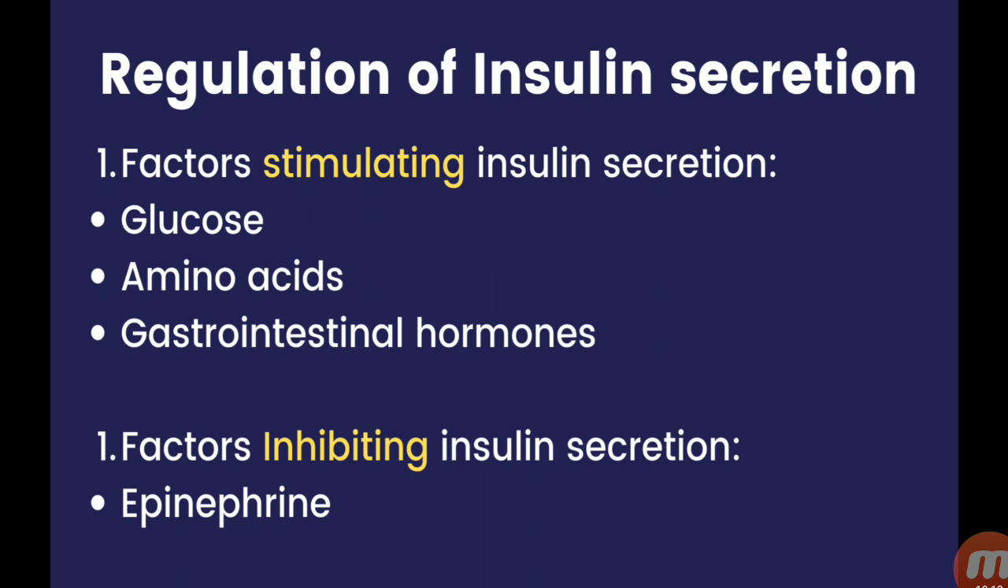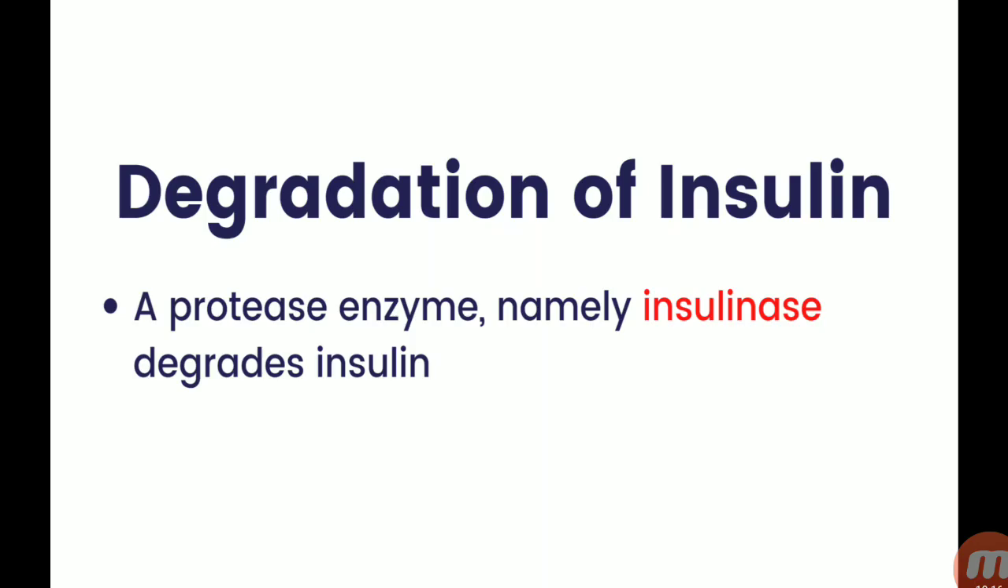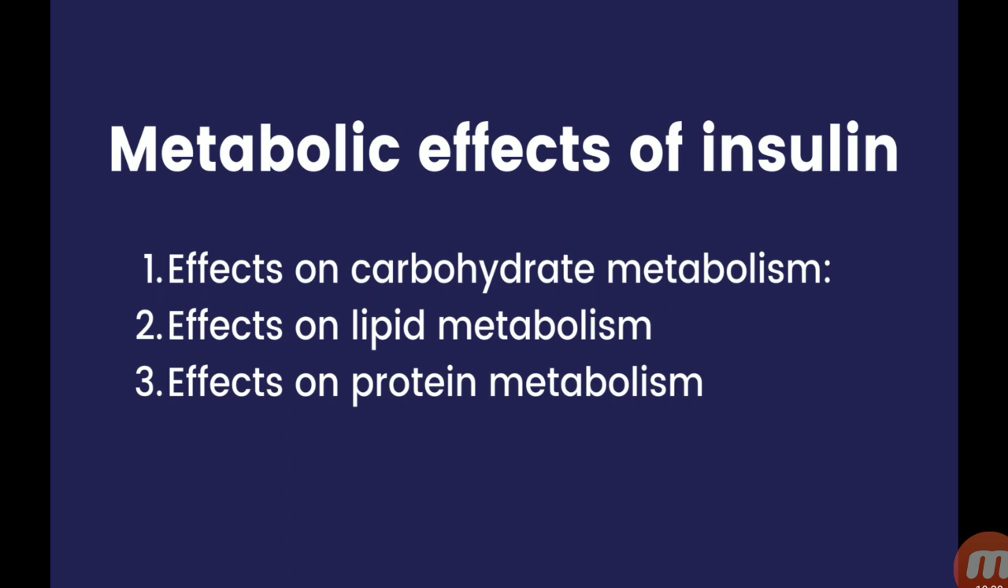Now we will move towards the degradation of insulin. A protease enzyme, namely insulinase, that is found mainly in the liver and in the kidney, degrades the insulin. And the other topic is the metabolic effect of insulin. As insulin plays an important role in the regulation of lipid, carbohydrate, and protein, insulin exerts anabolic and anti-catabolic influence in the body metabolism. So now we will see these three different topics elaborately.